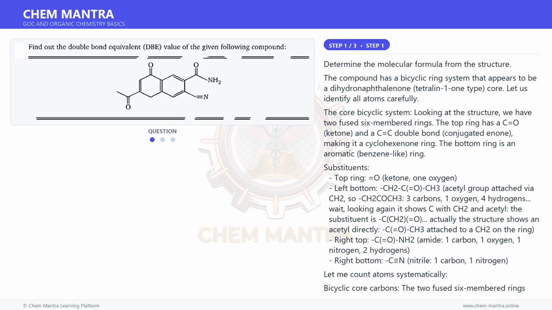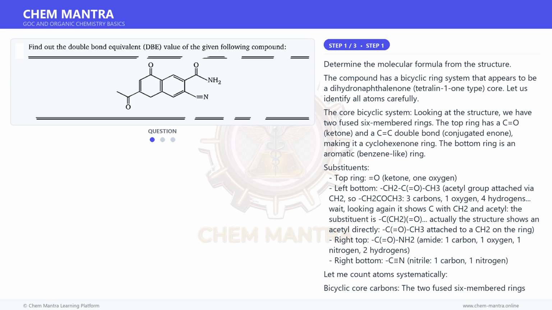Determine the molecular formula from the structure. The compound has a bicyclic ring system that appears to be a dihydronaphthalene tetralin type core. Let us identify all atoms carefully. The core bicyclic system has two fused six-membered rings. The top ring has a C=O ketone and a C=C double bond, a conjugated enone, making it a cyclohexene ring. The bottom ring is an aromatic, benzene-like ring.